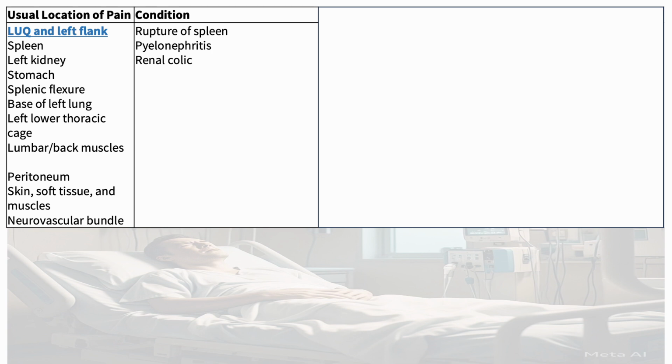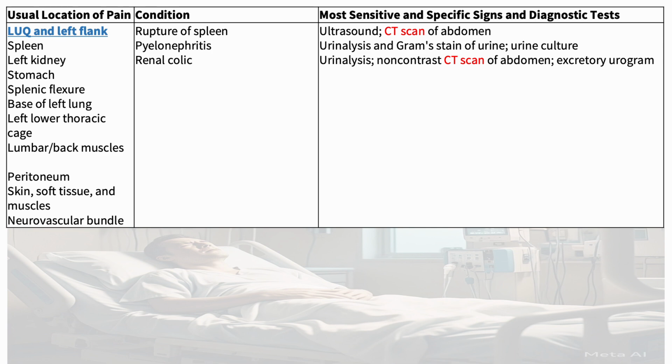Some of the pathologies that you might find there include pyelonephritis, renal colic, and splenic pathology like rupture of the spleen or splenic hematoma. And in these situations, CT scan is probably helpful in many of these. Ultrasound also can be a good starting test for splenic pathology. In pyelonephritis, UA is needed, and of course urine culture.